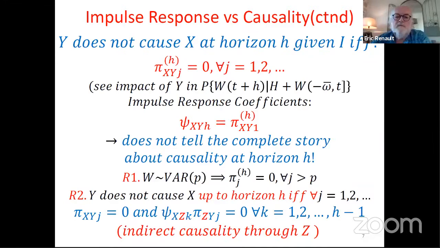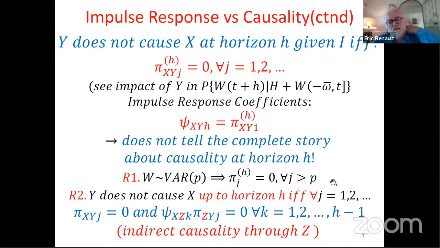You may say it's not a big deal because in real life, we don't have infinite autoregression. But the first point I want to make is that if you have autoregression at order p, sure, this forecasting coefficient at horizon h are zero beyond p, but you should consider them not only for j equal 1, but j equal 2 until p.